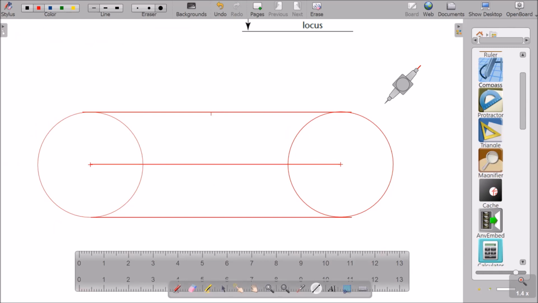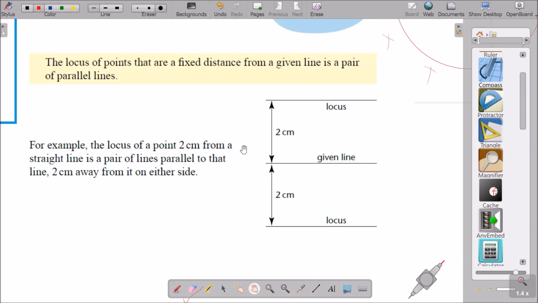If we drop a perpendicular there, the distance from here to there is 2 centimeters. From here to there is 2 centimeters. So for our original line AB, the set of points that are equidistant from AB is this line and that line. The locus of a point 2 centimeters from a straight line is a pair of lines parallel to that line, 2 centimeters away from it on either side. So this is the locus, and this is the given line.